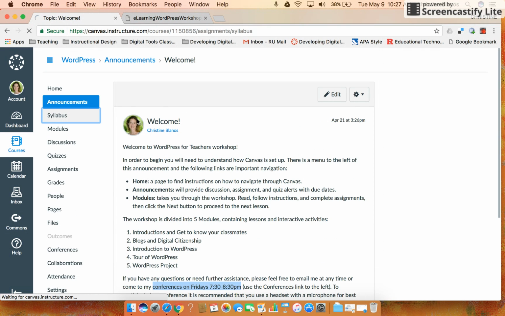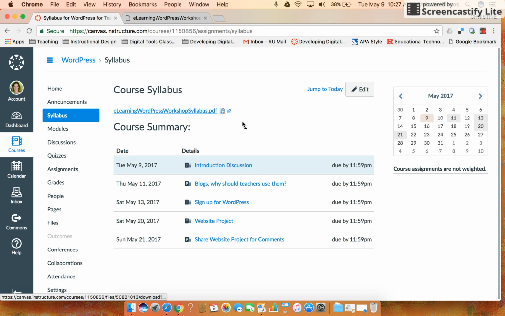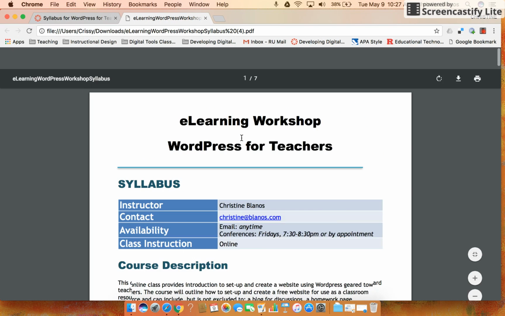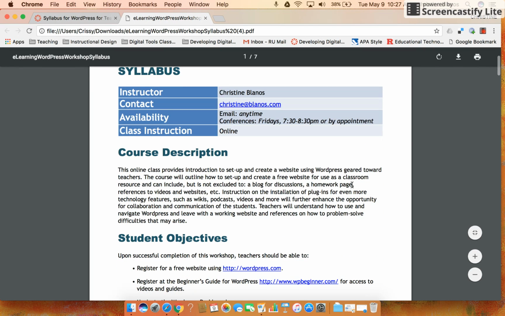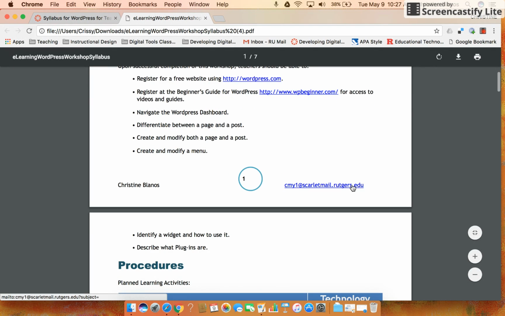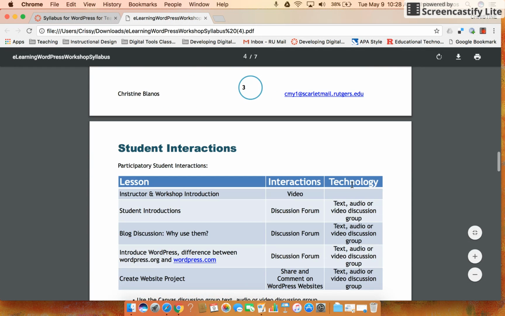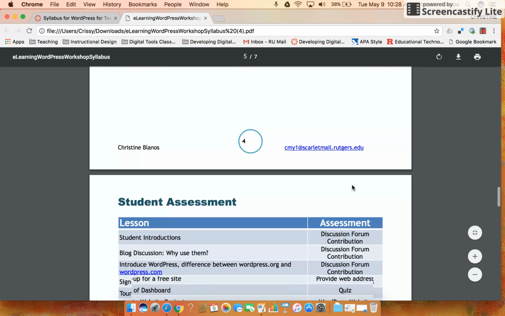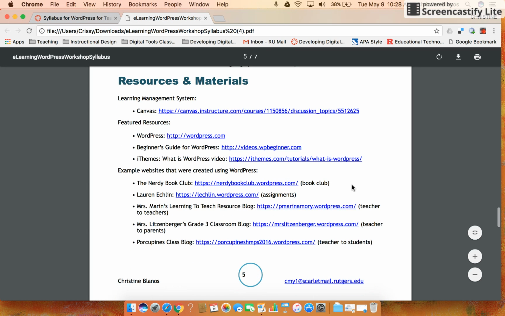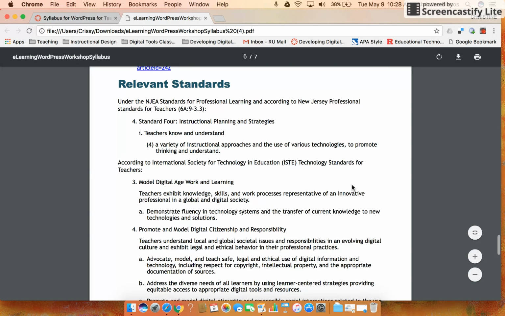The syllabus is available as a PDF, but also divided up into the different modules and due dates of things that are due. Some are discussions, some are projects, most of them are discussions. The syllabus explains the course description, the student objectives, the activities, the interactions, assignments, assessments, resources and materials, as well as the standards.